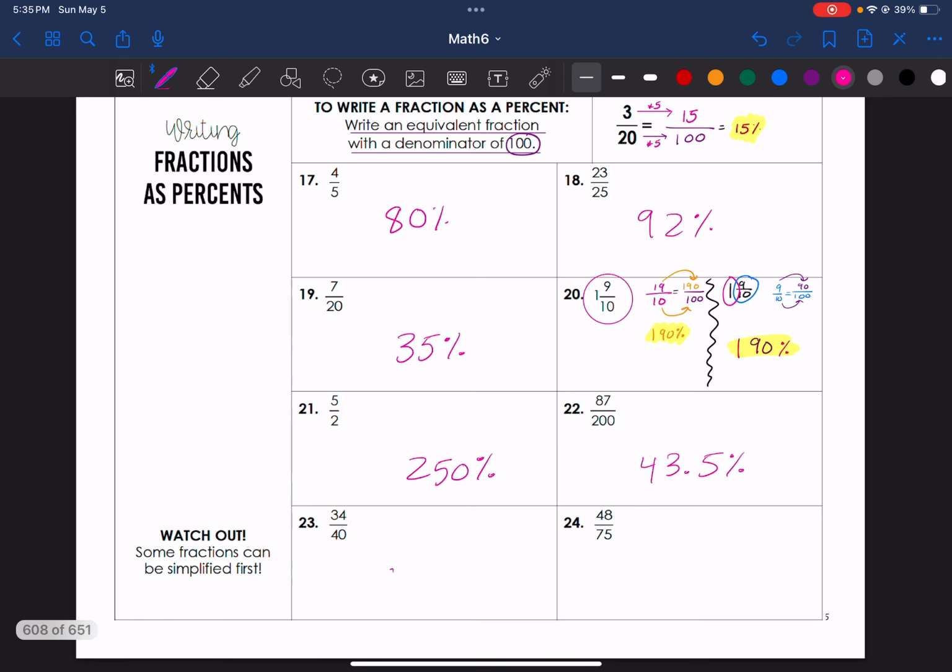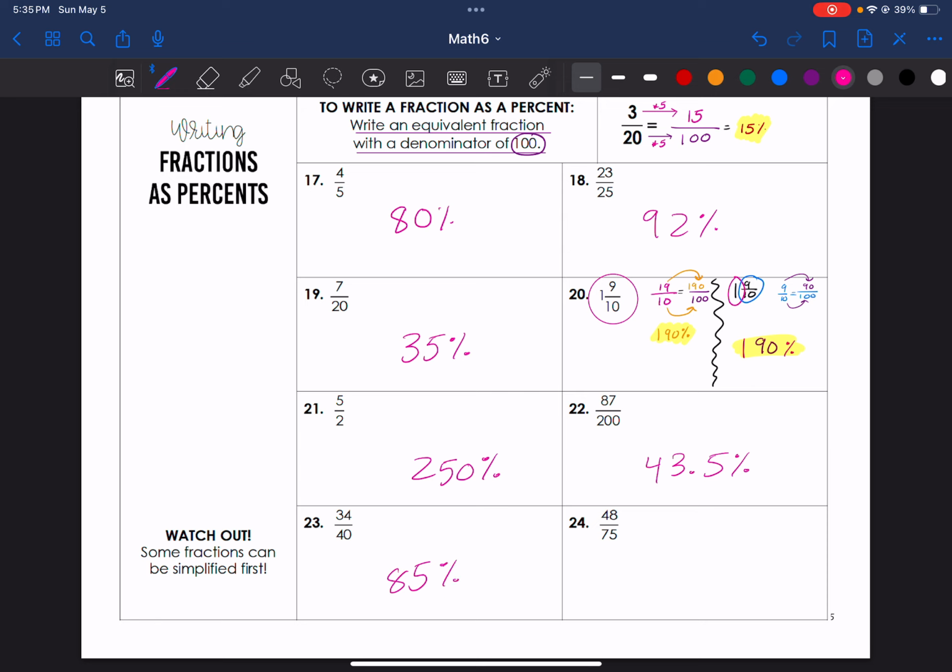Number 23, you get 85%. Some of you might have brought the denominator down to 20 and then up to 100. There's a couple of different ways that you can tackle this. And number 24, you get 64%, which you probably divided down to get a denominator of 25 to go up to 100. Sometimes it's not going to be super straightforward getting it up to 100.